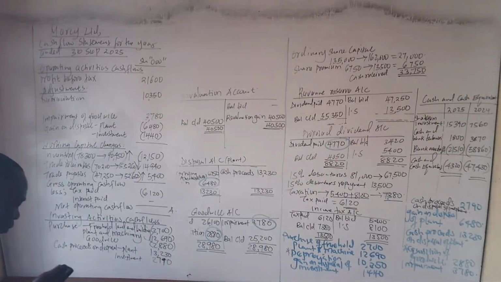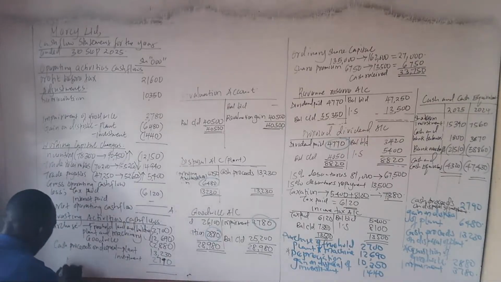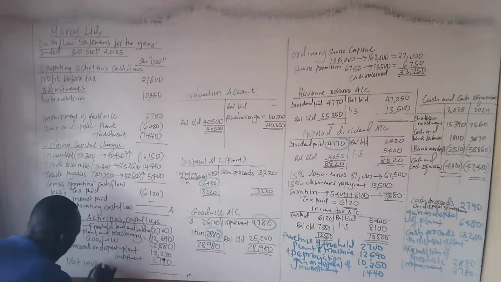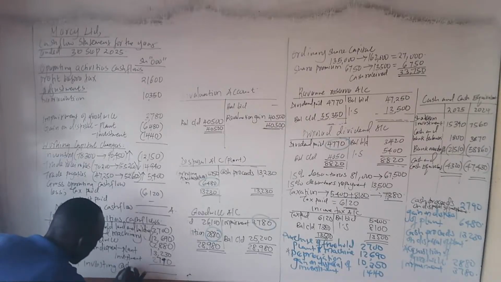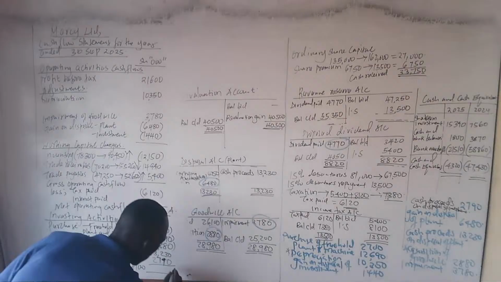Then other than that, what else do we have from our information? I think we have picked almost everything. In that case, I'm hopeful that we have picked almost everything, and if that is the case, in here we are going to get what we call the net investing cash flow. So once you get the net investing cash flow, we call it B.